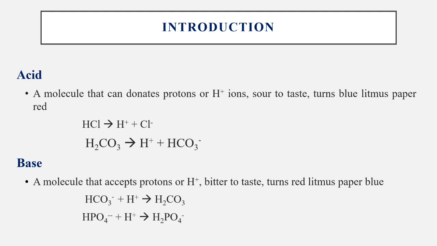Next, coming to the base: a molecule that accepts protons or H plus ions. It is bitter to taste and turns red litmus paper blue. Examples are bicarbonate and hydrogen phosphate. Bicarbonate plus H plus ions forms carbonic acid, and hydrogen phosphate plus H plus ions forms dihydrogen phosphate. This is the acid and base.